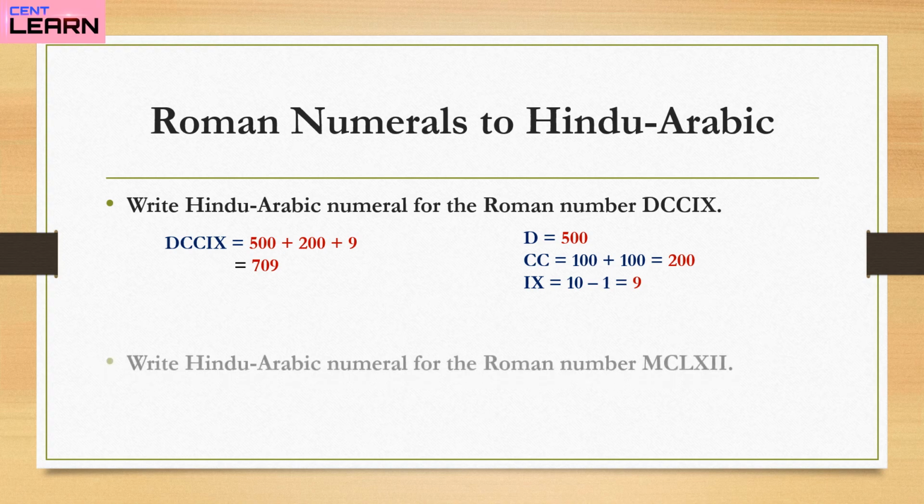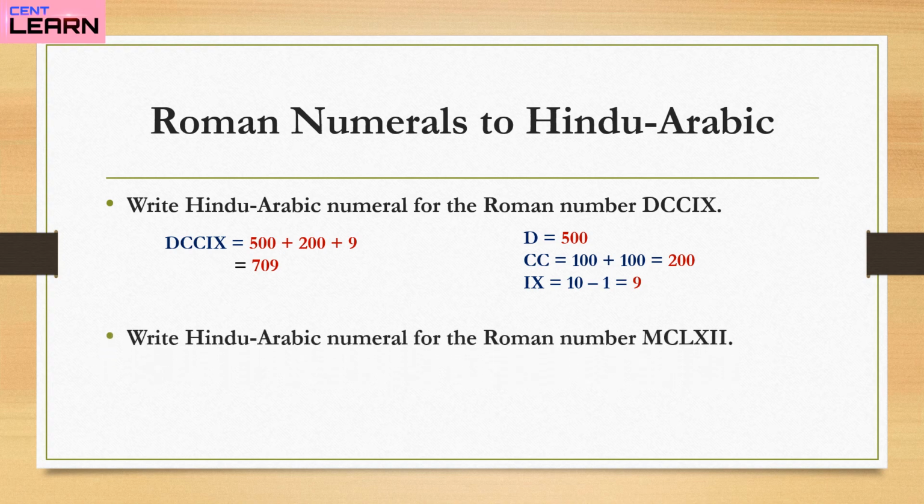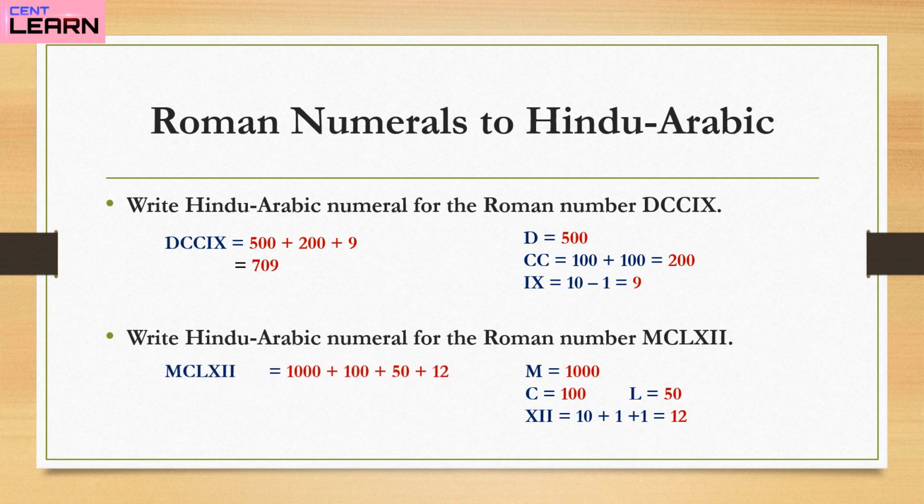Write Hindu Arabic numeral for Roman number MCLXII. So M is equal to 1000, C is equal to 100, L is equal to 50, XII is equal to 10 plus 1 plus 1 is equal to 12. So MCLXII is equal to 1000 plus 100 plus 50 plus 12, which is equal to 1162.